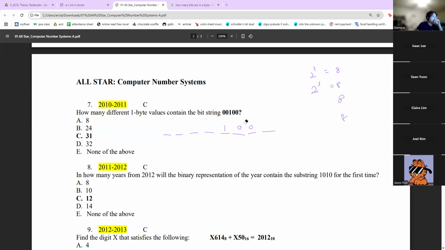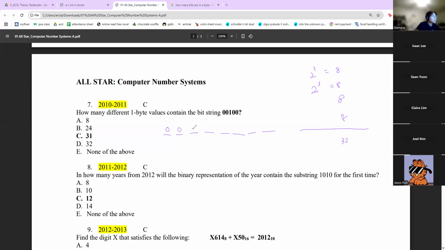Now, we're not actually done here. So far we have a combined total of 32 strings, but 32 is not the answer. The answer is actually going to be 31. Why? Because we need to take into account repeats. And when would repeats occur? Well, repeats would occur whenever we have symmetry.